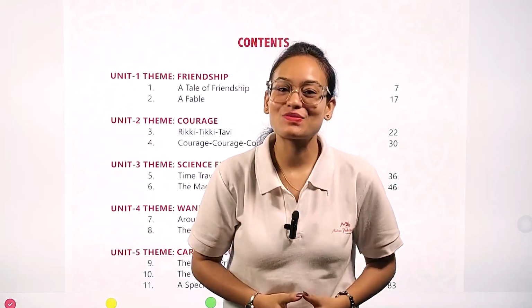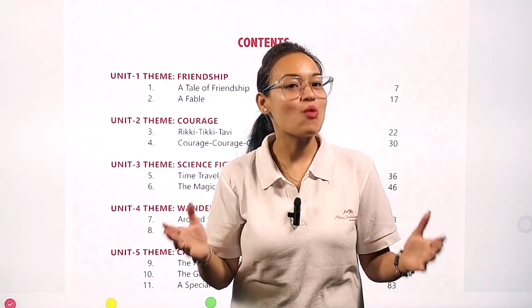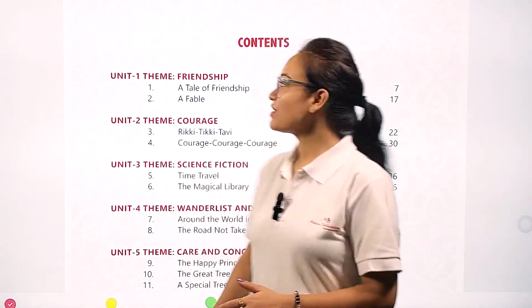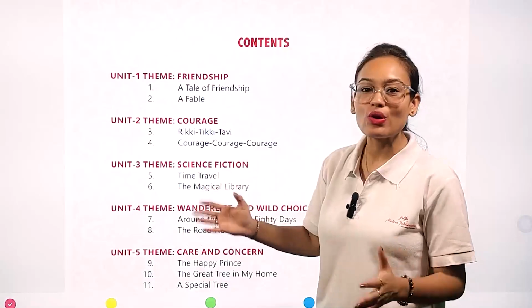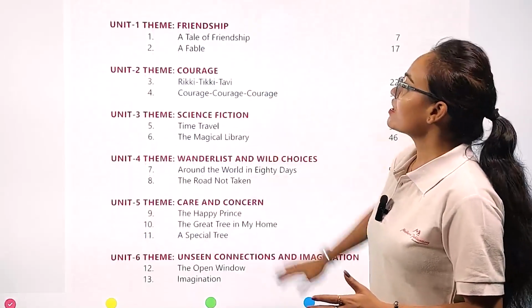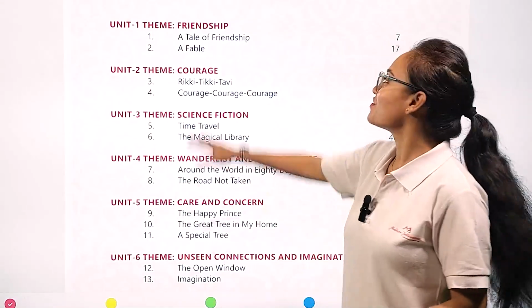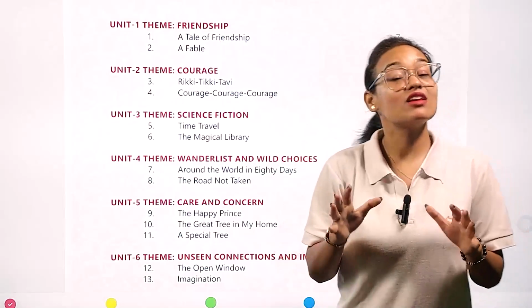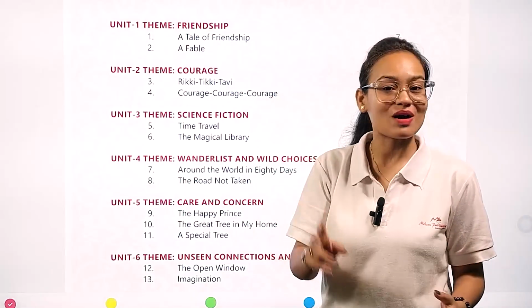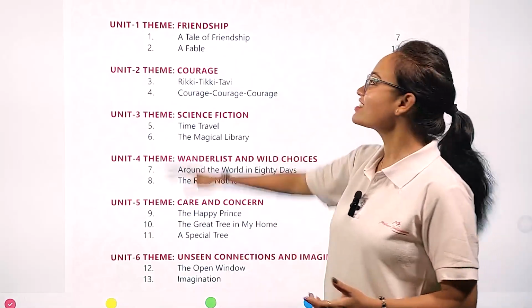In our today's class, my dear student, we are going to start your chapter number 1. See, my dear student, here you can see on the screen, your whole content is divided into many units. First of all, you can see unit 1. What is the theme of this unit? Friendship. It means in unit 1 we are going to discuss two chapters, chapter number 1 and chapter number 2, and the theme of these two chapters is your friendship.